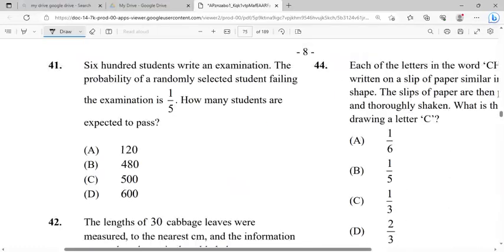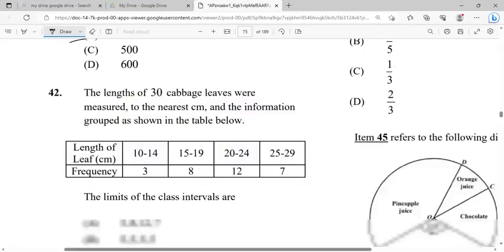600 students write an examination. The probability of randomly selecting a student failing is 1/5. What is the number expected to pass? So if 1/5 is expected to fail, then 4/5 is expected to pass. And we just do the maths. 5 into 600 is 120. 4 times that, 480. How are you feeling, guys? You see the 60 out of 68?